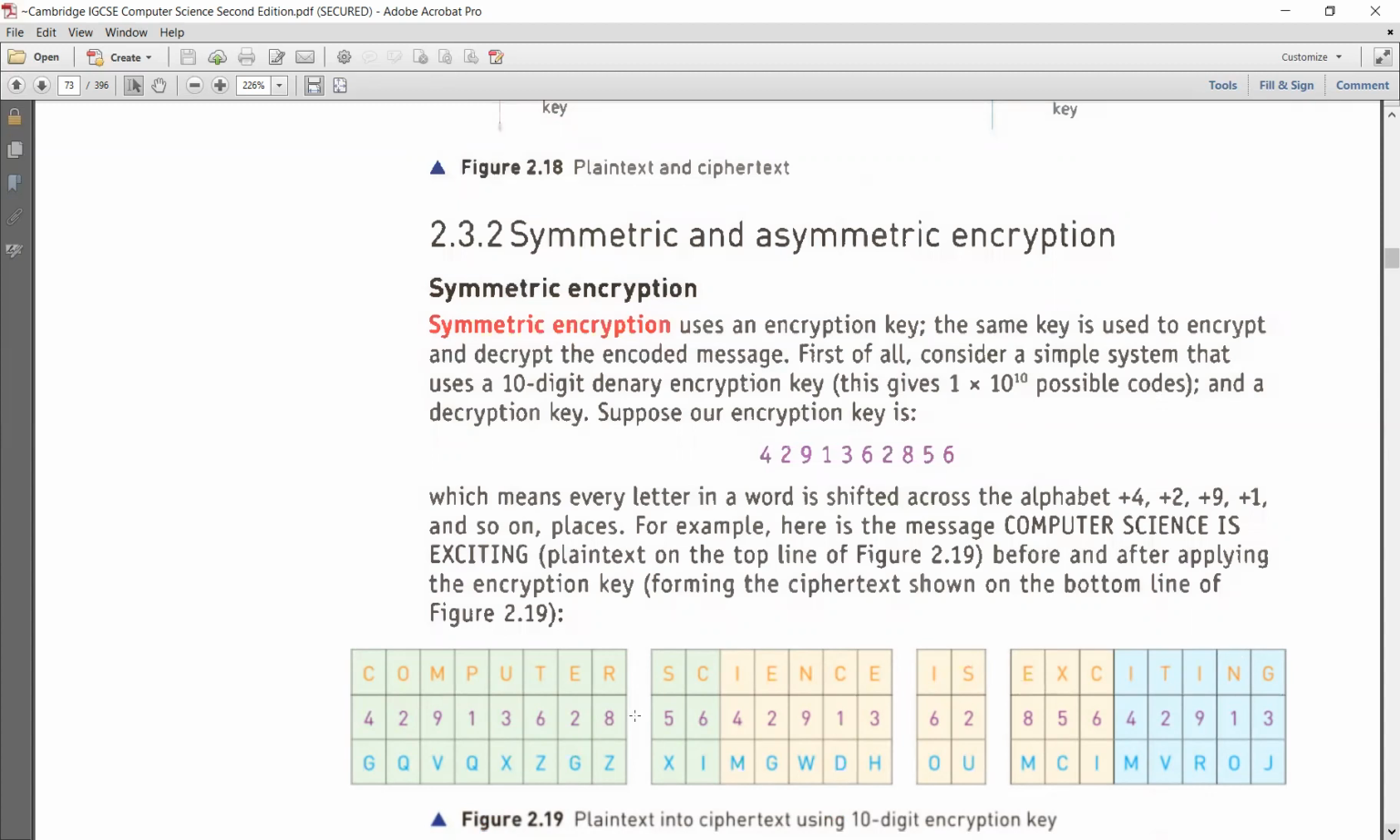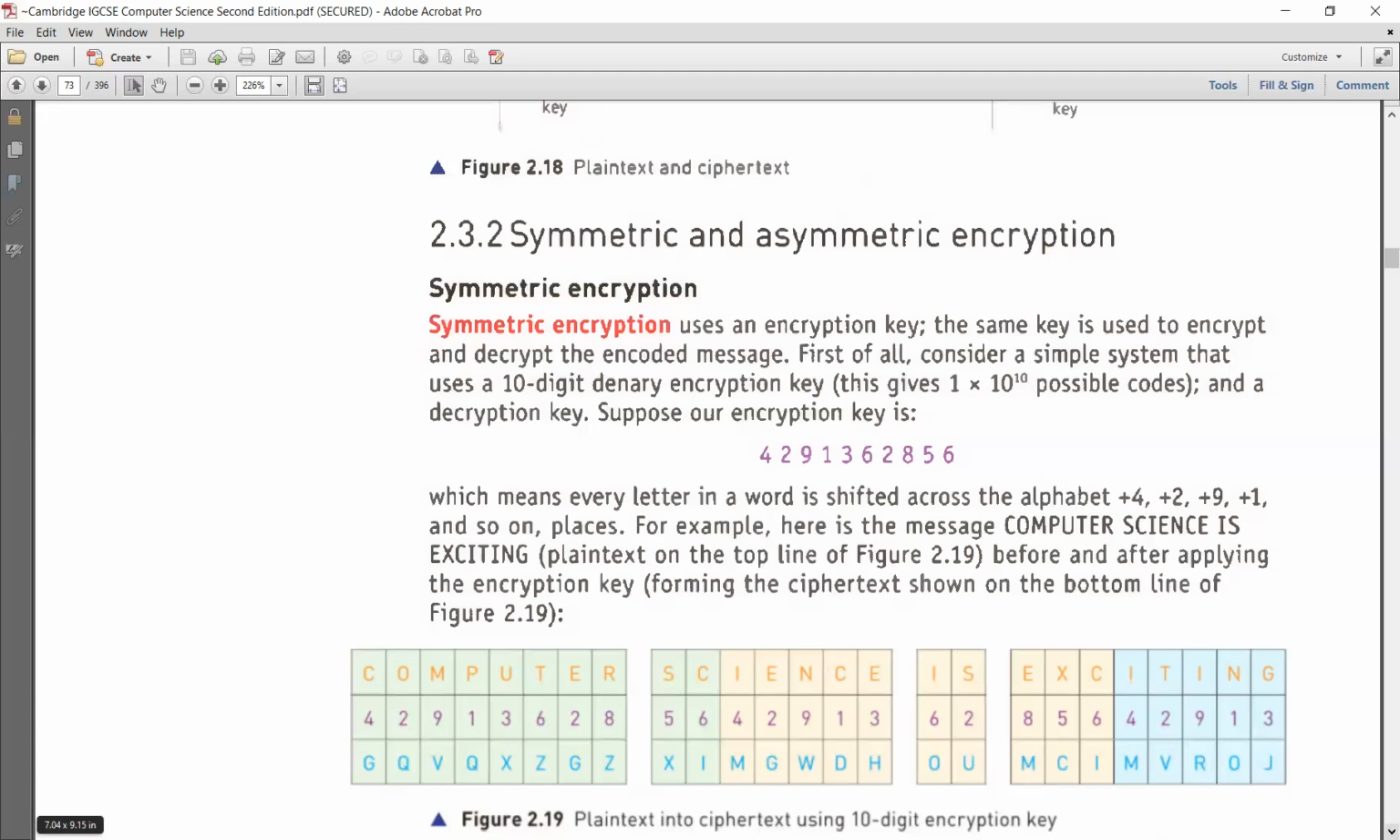You can see for yourself, this is just an example given to you, that it was told that COM, like this was the mechanism, 42913628856. So what happens is, C is going 4 places ahead, which makes it a G, because after C comes D, E, F, and then G is the fourth letter. O is going to undergo 2. After O, it will be P, Q. So you can see that Q is written here.